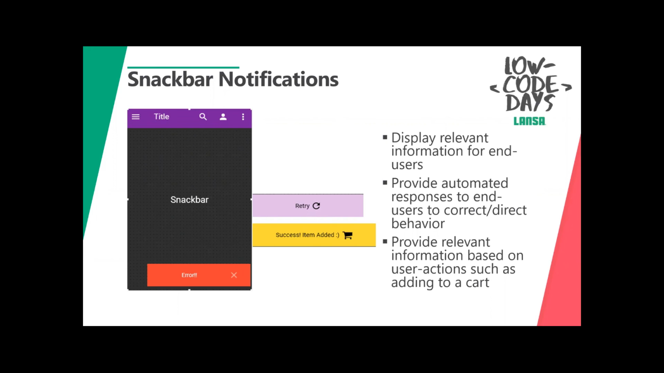Because not only do they display relevant information to your end users, but they also provide your end users with responses to whether their behavior was correct or incorrect. So, as you can see here, perhaps I've done something wrong, and the next thing I see is an error, all in red, with not all capital letters, but exclamation points. So that lets me know that I have done something incorrect. I need to fix this.